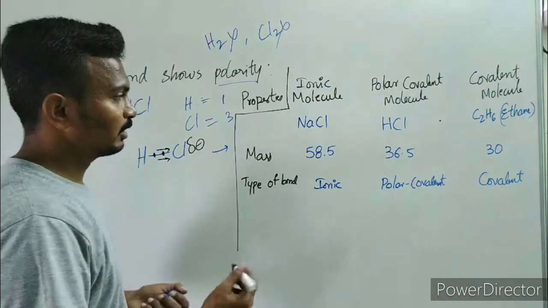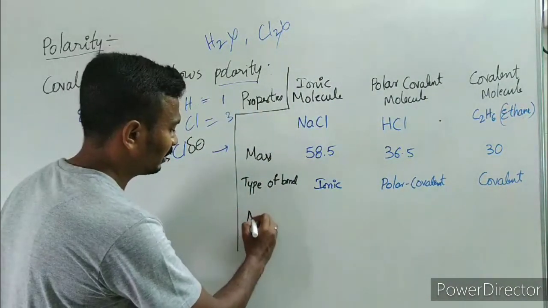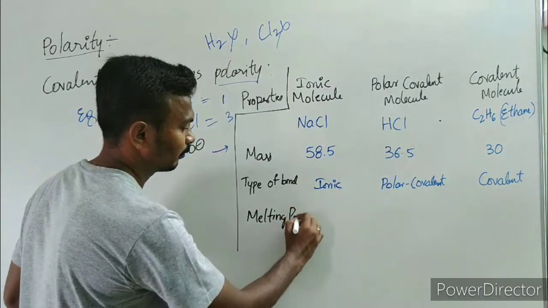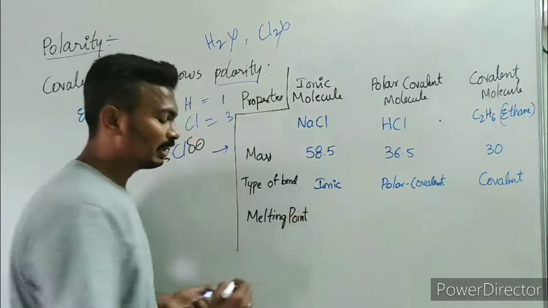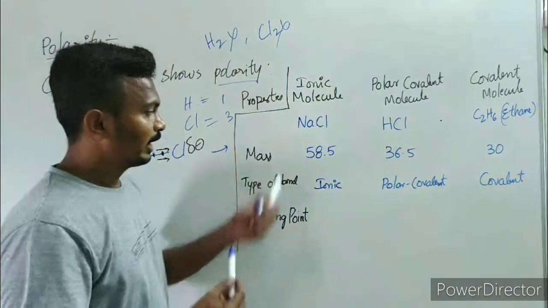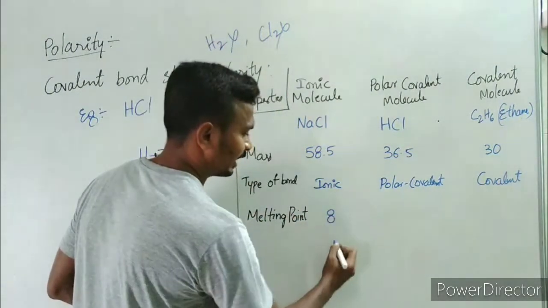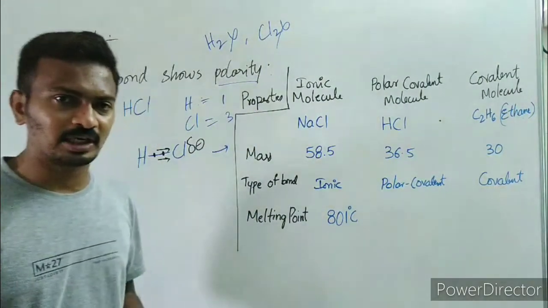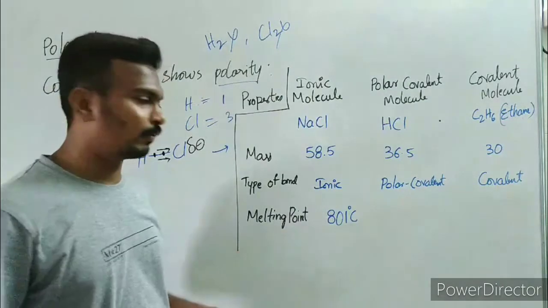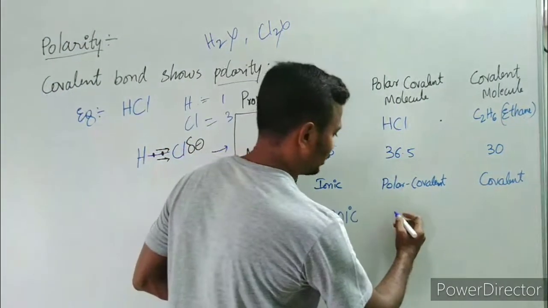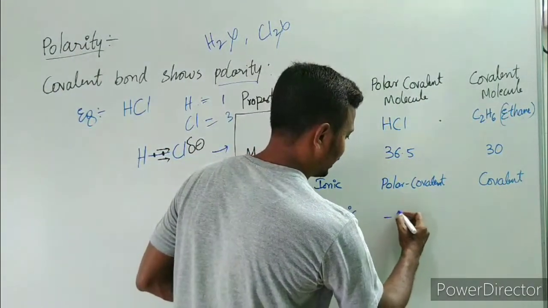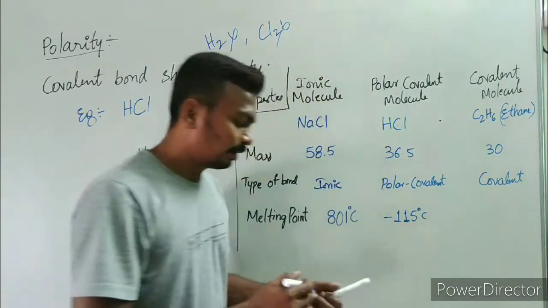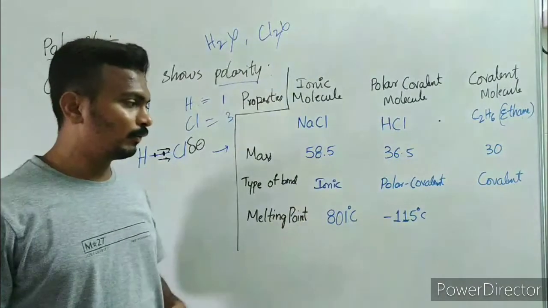Right. Next is melting point. The melting point of NaCl is 801 degrees. That means if you take the solid NaCl crystal, it is going to melt at 801 degrees centigrade. And if you take HCl, it is going to melt at minus 115 degrees centigrade. That means it is going to melt at very low temperatures.